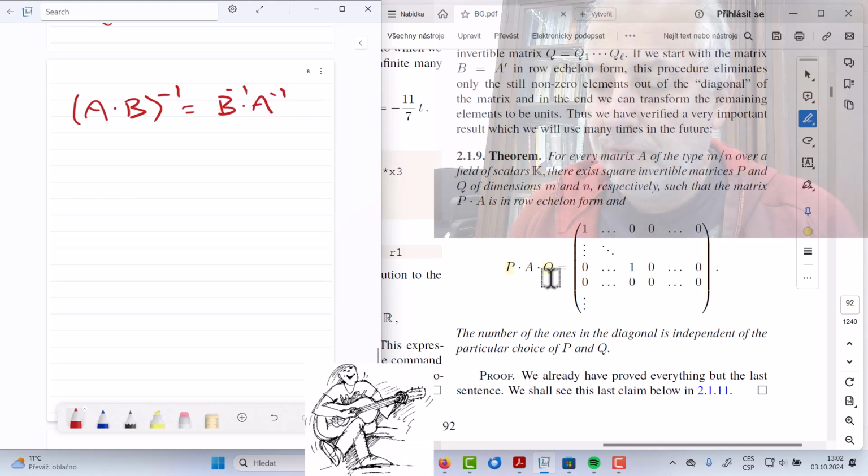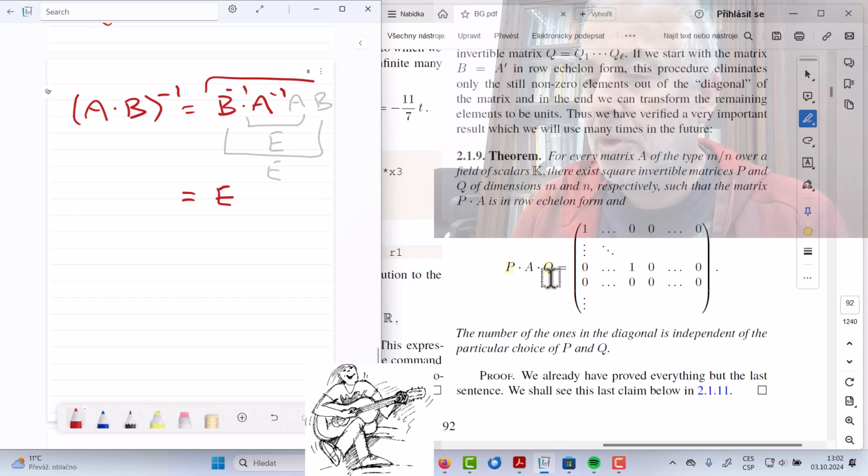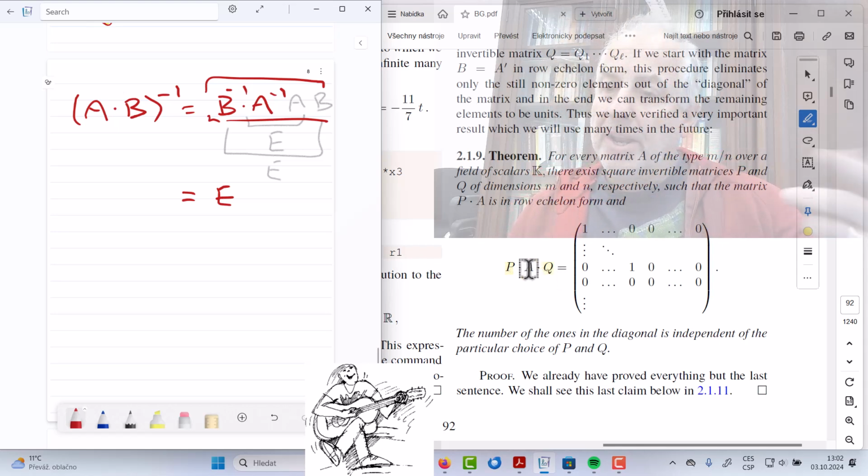Because you see, if I write A and B here in the product, then first these two will give E, and then I have B inverse matching B, which is again E, right? So altogether I get, as requested, E from the whole lot of this. Right, so and we saw that all the elementary transformations are invertible.